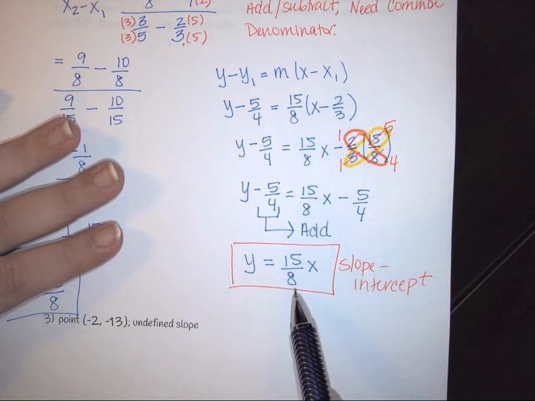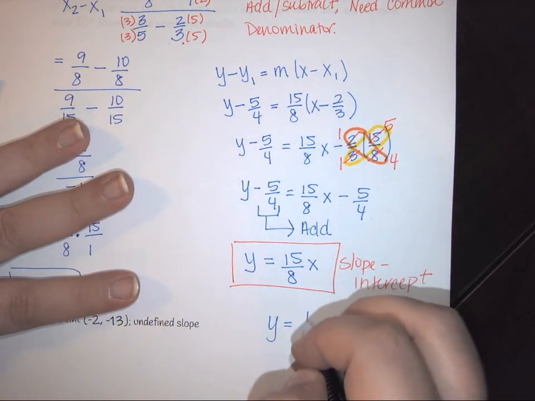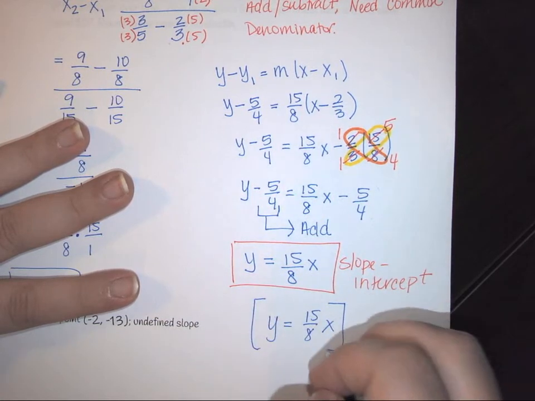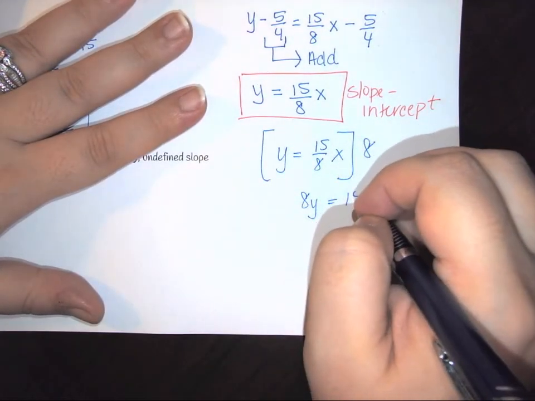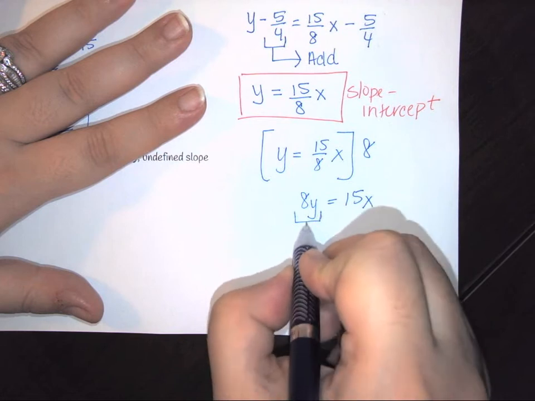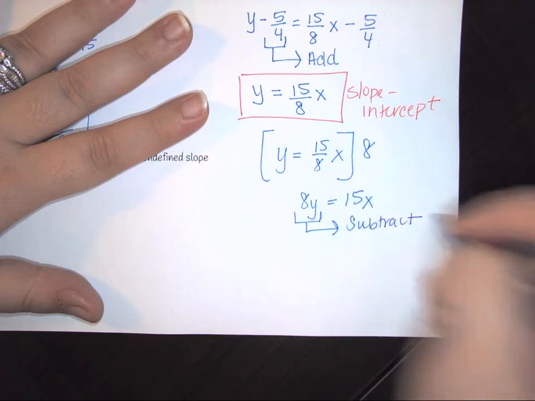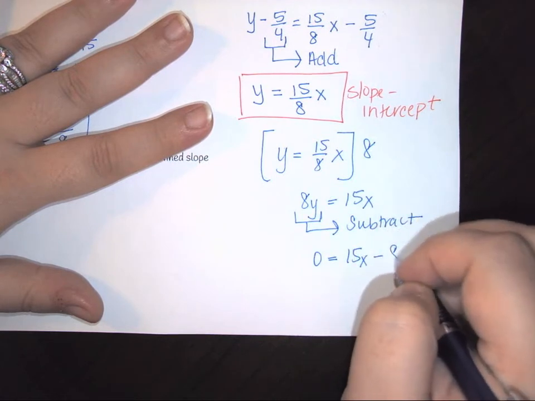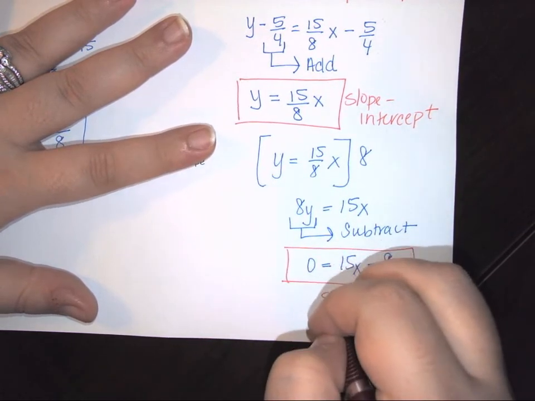Now, from this, I have to make standard form. And so here, I have that my y equals 15 over 8x. I need to multiply my whole thing by 8. This becomes 8y equals my 15x. I'm going to take my y and I'm going to move it over. Because it's positive, this means I have to subtract. Therefore, I get 0 is equal to 15x minus 8y. And this right here would be standard form.